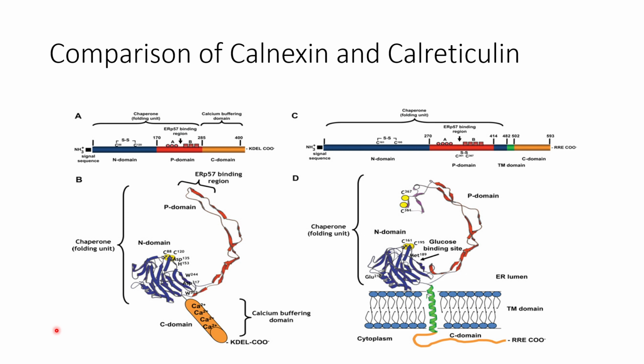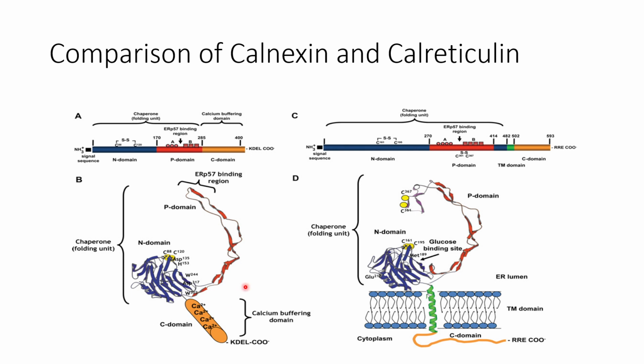In this video, we will discuss the comparison between calnexin and calreticulin. As we are aware from our previous videos, calnexin and calreticulin both play an important role in the proper folding of proteins, and at the same time help in glycosylation, particularly N-glycosylation, in the endoplasmic reticulum. So let us now understand the structure of calnexin and calreticulin and what their differences are.